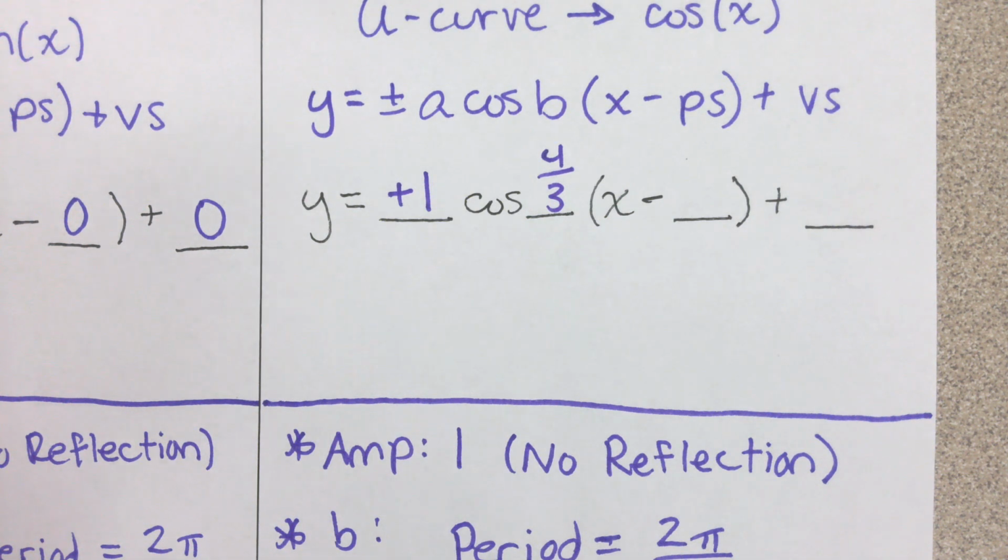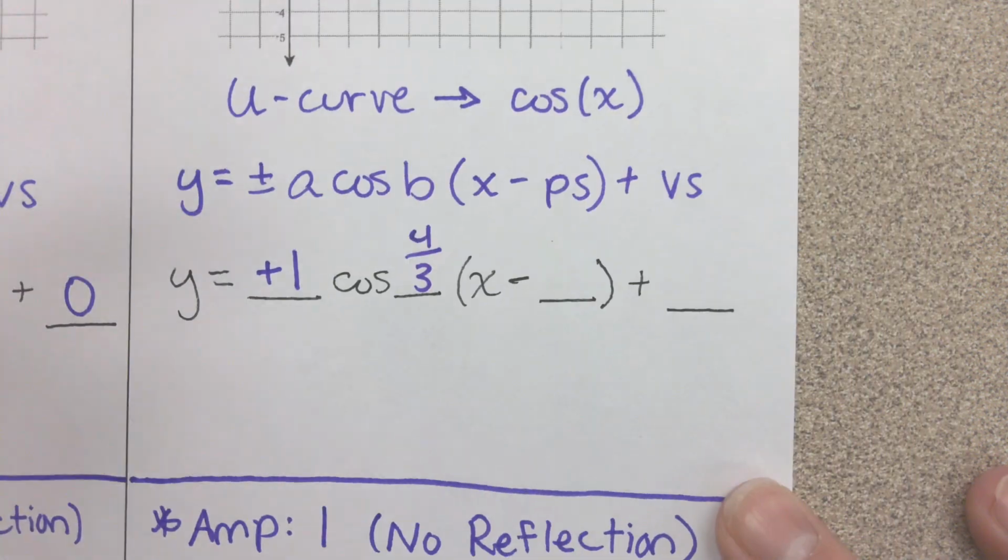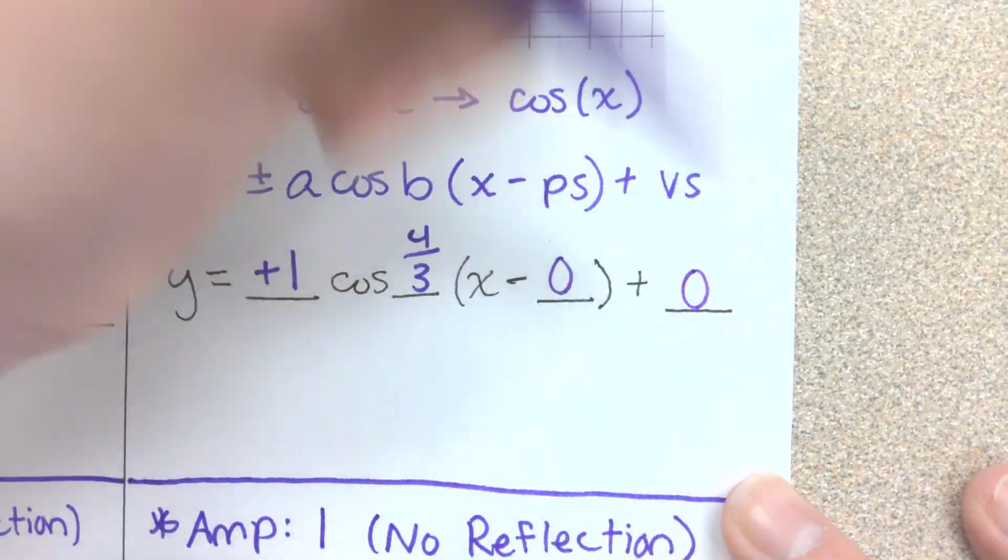Lastly, phase shift and vertical shift. Once again, we're starting at the origin. There is no shift left or right. So we have zeros in both of those spots for this one as well.